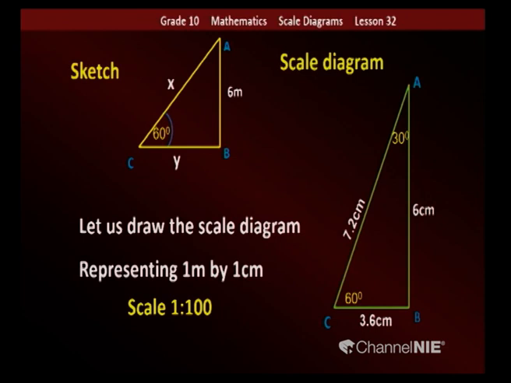Now, I have to represent 6 meter in the scale diagram. Therefore, I have to find the scale length of 6 meter. If 1 by 1, then 6 by 6. That is 6 centimeters. And now follow the scale diagram. I have done it for you. First, I have to draw the vertical line AB. That is 6 centimeters.